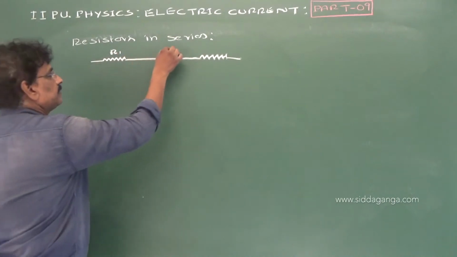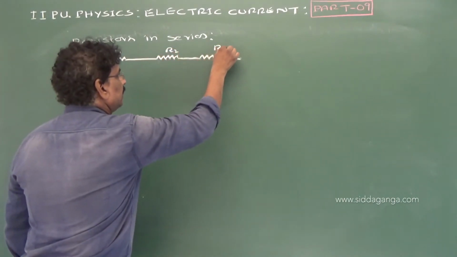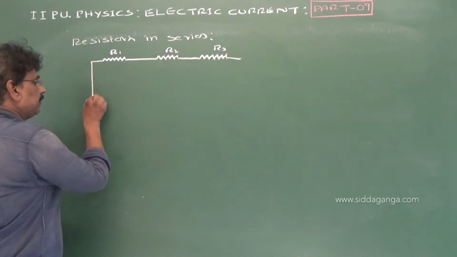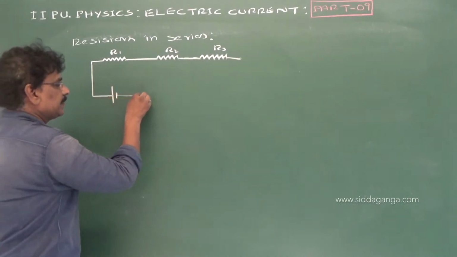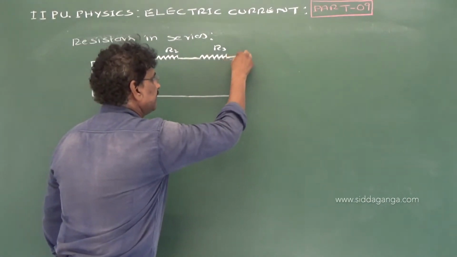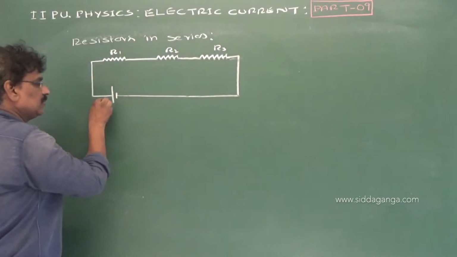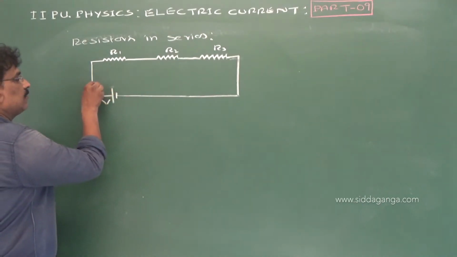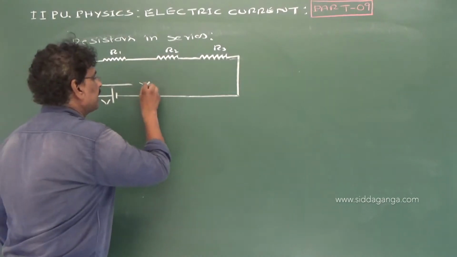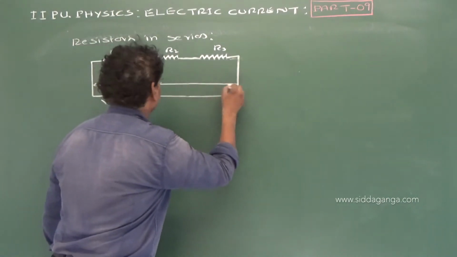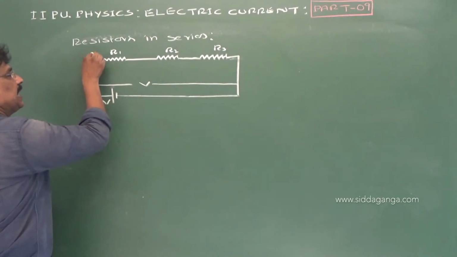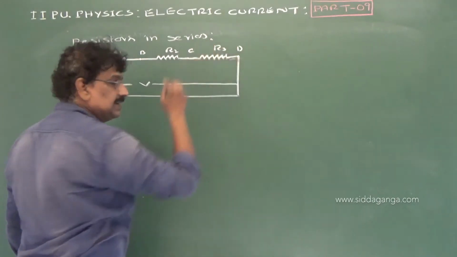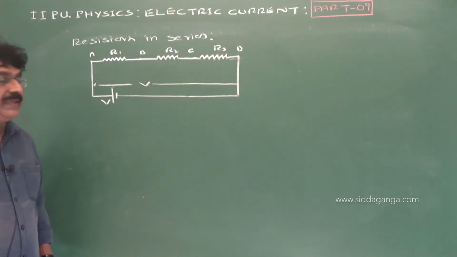This is R1, R2, R3 connected in series. Now, a potential difference is applied across the combination by using a battery of potential difference V. So, we have applied a potential difference V across the combination. We take the points A, B, C and D.